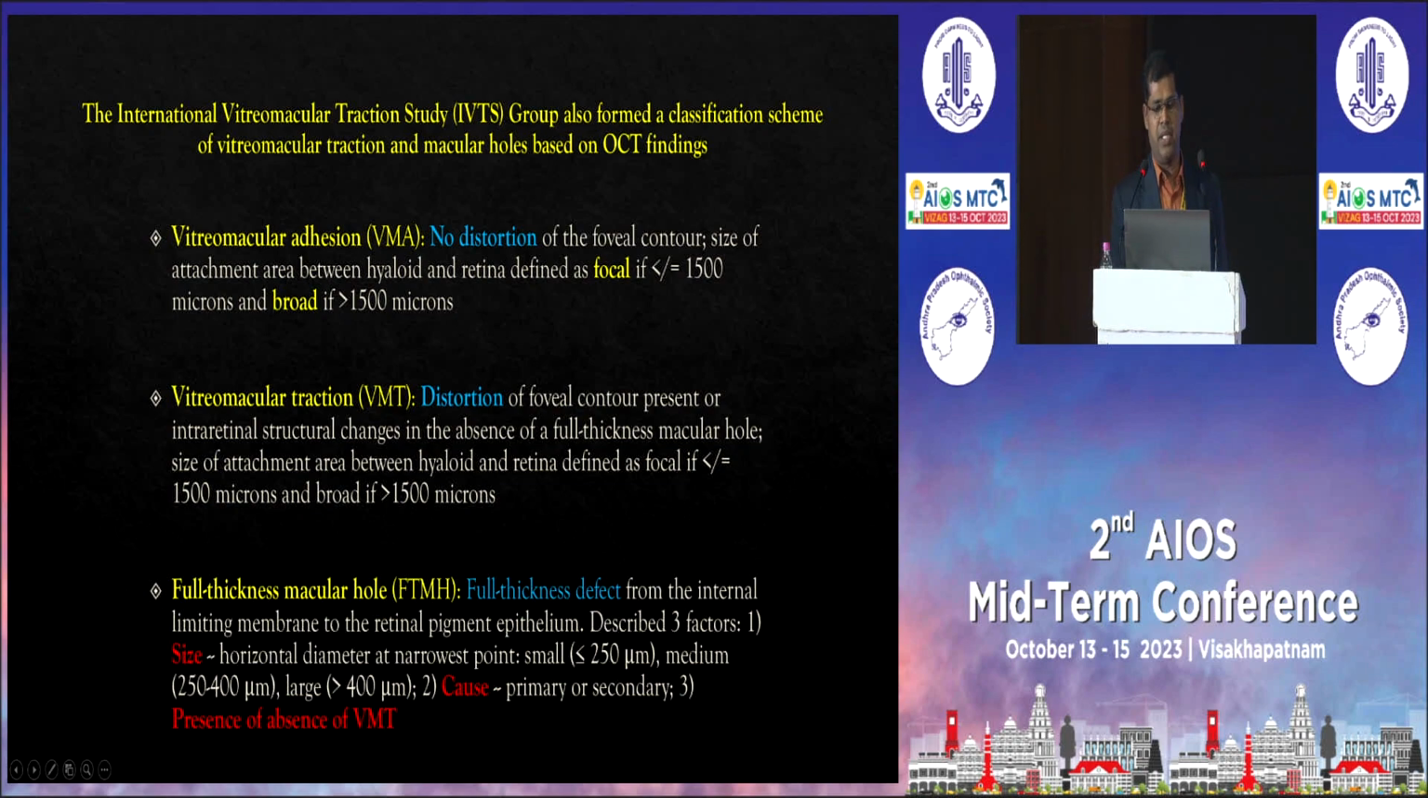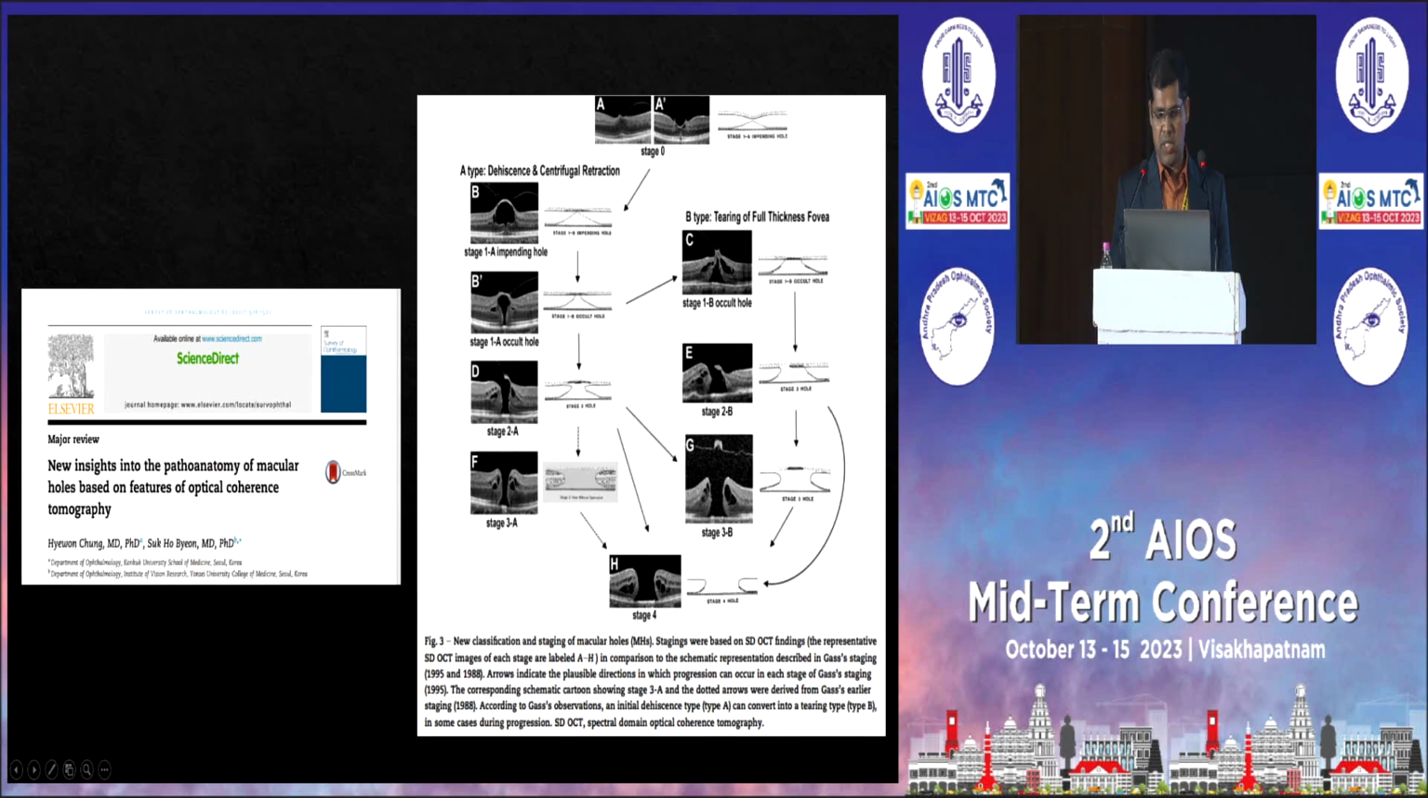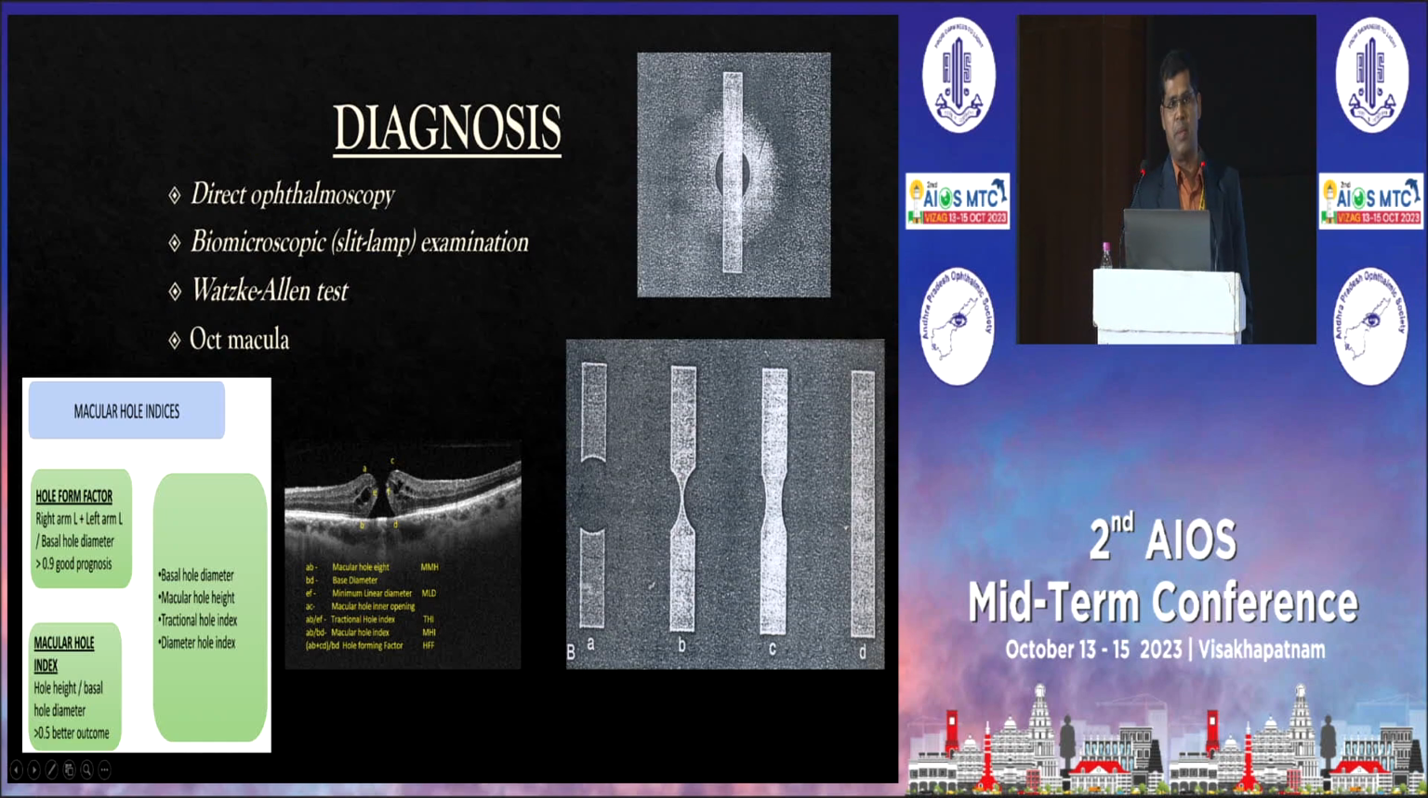In vitreomacular adhesion, there is no distortion of the foveal contour. It can be focal or broad, depending on whether it is 1500 microns or more. In vitreomacular traction, there is a distortion of the foveal contour. So this is the article. Coming to the diagnosis, by direct ophthalmoscopy and slit lamp biomicroscopy examination we can diagnose a macular hole. If we do a Watzke-Allen test, projecting a slit beam, we can see the defect in the center. On OCT also, we can make out the macular hole.